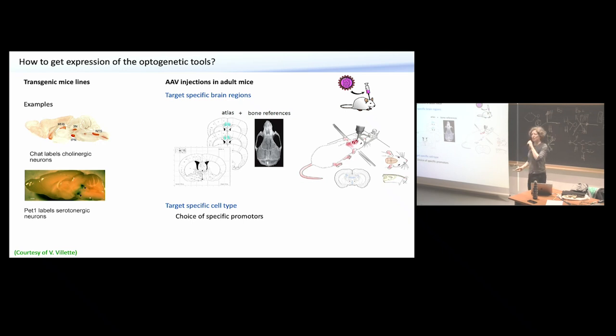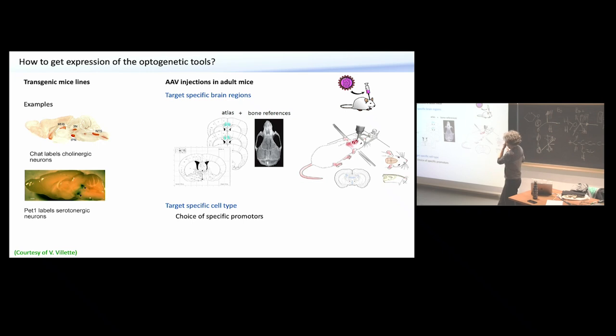So how do you get the expression of these optogenetic tools? Basically, there are two main techniques. One is to use transgenic mice lines, where your tool has already been genetically encoded inside the DNA of the mouse, and it's already expressed. So I have two examples here. And what people most commonly do is to inject the AAV that is coding for the sequence inside the brain of, for example, here a mouse.